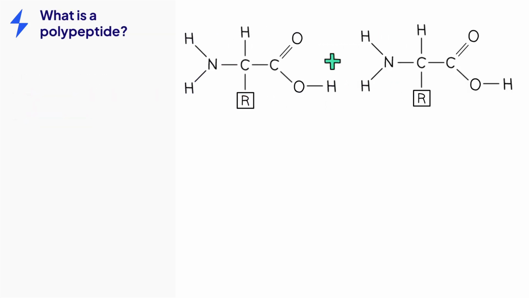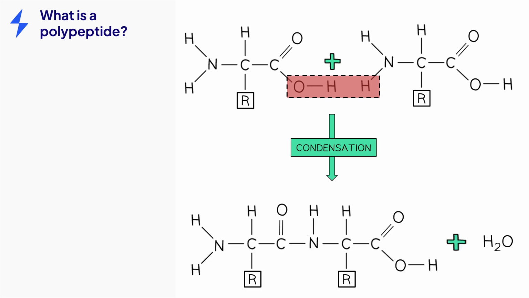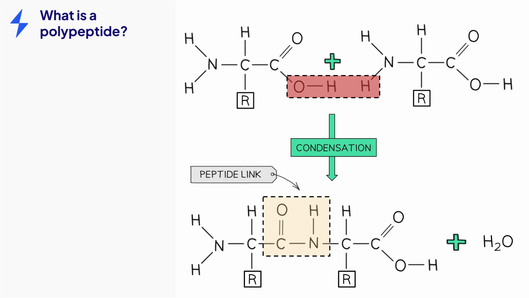When 2 amino acids join together, a condensation reaction occurs, where the 2 molecules add together with the loss of a small molecule. Here, the OH from the COOH group of one amino acid and the H from the NH₂ group from another amino acid form water, and the remainder of the amino acids join together via a peptide link.